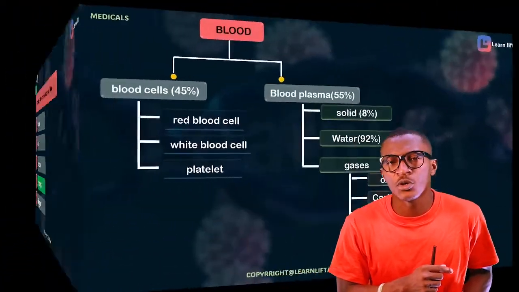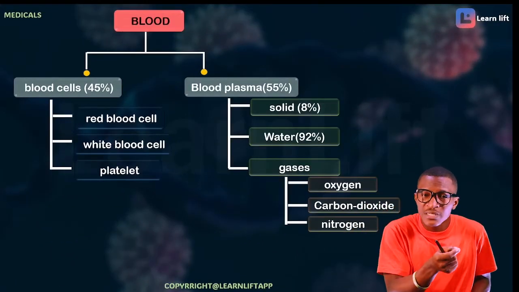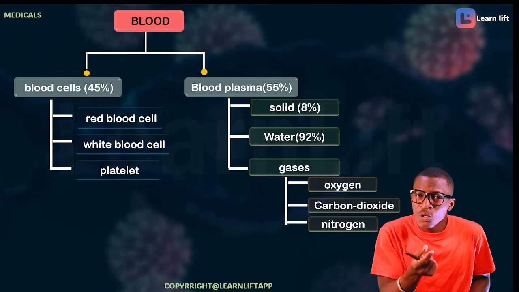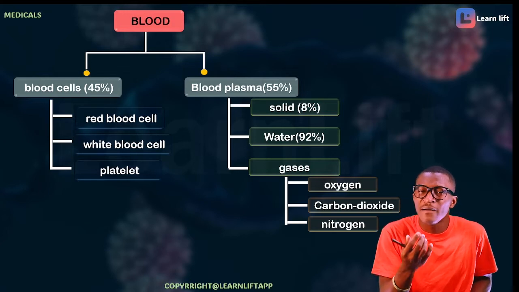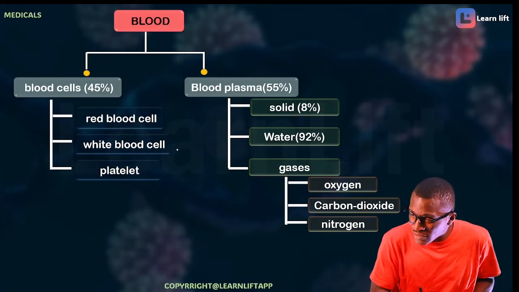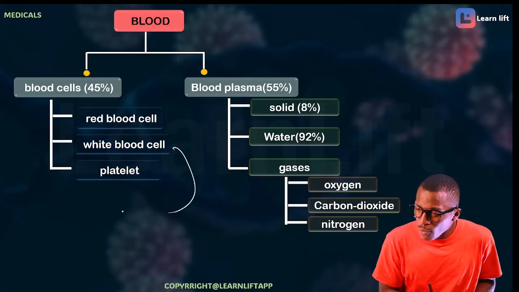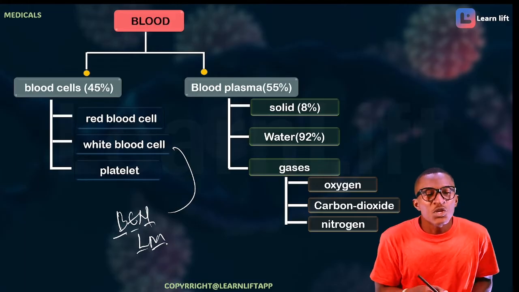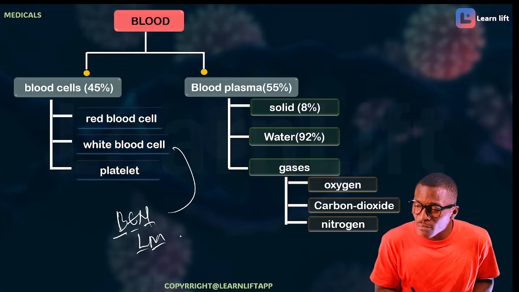Okay, let me give you a mental picture. Blood is divided into two: blood cells and blood plasma. Under your blood cells, we have red blood cells, white blood cells, and platelets. So your monocytes are under your white blood cells. Your white blood cells are remembered as BENLM: basophil, eosinophil, neutrophil, lymphocyte, and monocyte. So monocyte is part of your white blood cells.